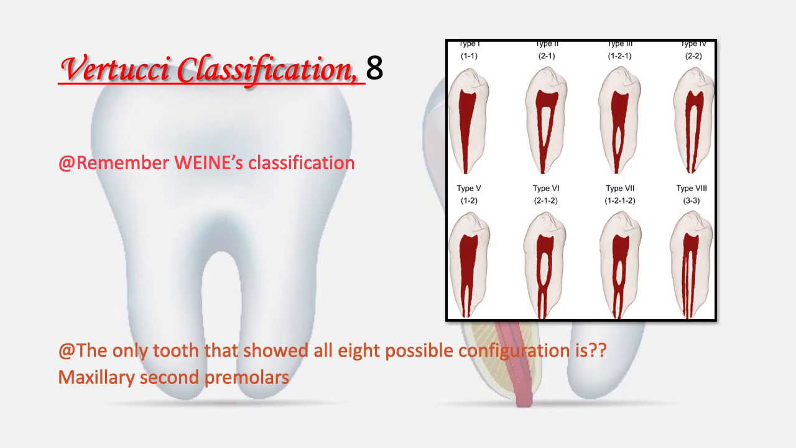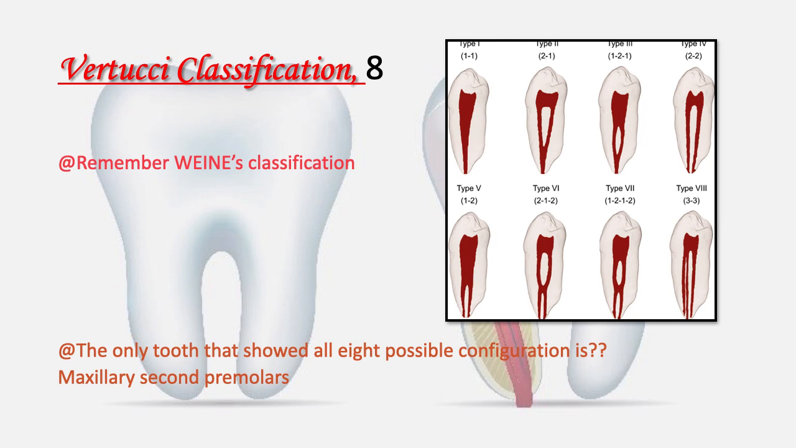Later on, Vertucci classified 8 types of canal configuration. So the question is asked, how many types? That is 8 types. And it is asked in short essay type questions as well as in VIVA and MCQs. It is very difficult to remember all 8 types, but when you remember that type 1 and type 2 are similar to Weine, and type 4 and type 8 are very easy to remember, 2, 2 and 3, 3.